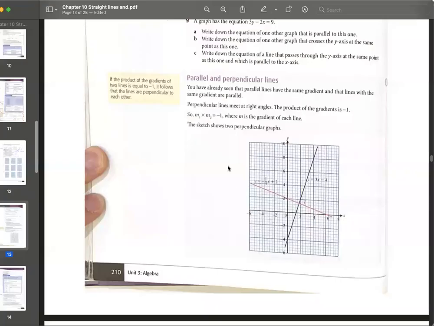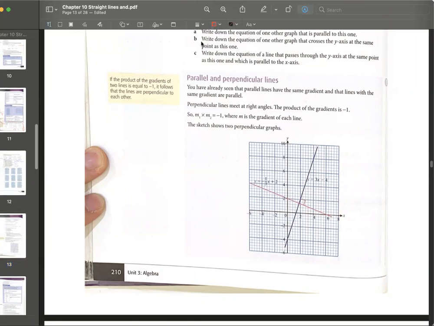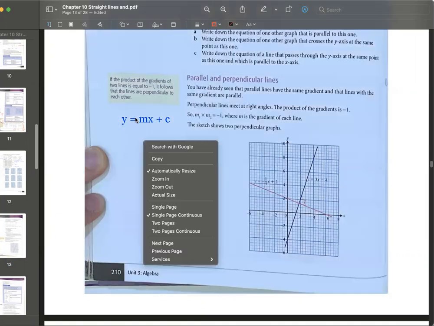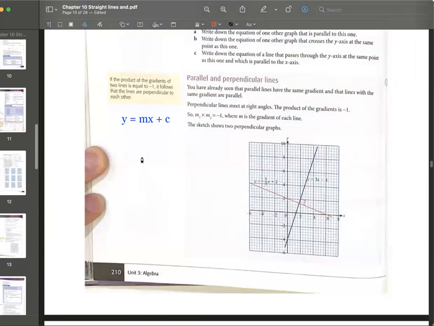So if we look at chapter 10, straight lines, and then we need to look at equation of the line. So here we have parallel lines and perpendicular lines. The equation of a line always looks like this: y equals mx plus c. Okay, so m is the gradient. If you know this one here from the previous question, m is considered to be your gradient.